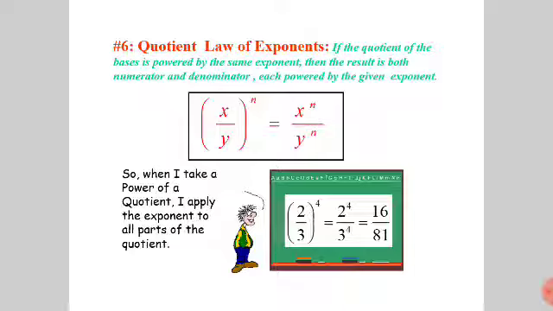So 2 power 4 by 3 power 4. 2 power 4 is 2 into 2 into 2 into 2, divided by 3 into 3 into 3 into 3. 2 twos are 4, 4 twos are 8, 8 twos are 16. 3 threes are 9, 9 threes are 27, 27 threes are 81. So we get the answer 16 by 81.